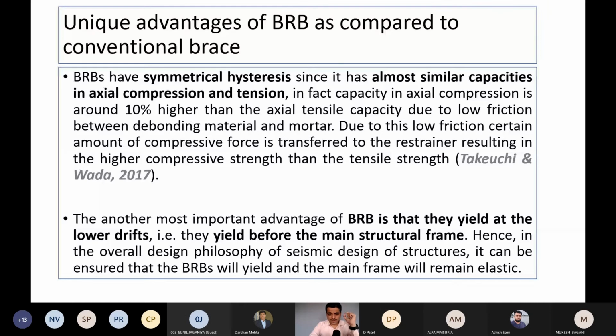Because whatever amount of debonding material or debonding gap we provide, there is a possibility of low friction between the debonding material and the mortar, and because of that the actual compression capacity of the BRB is almost 10% higher than the actual tension capacity. Okay, and that's what is written here: due to this low friction, a certain amount of compressive force is transferred to the restrainer, resulting in higher compressive strength than tensile strength.